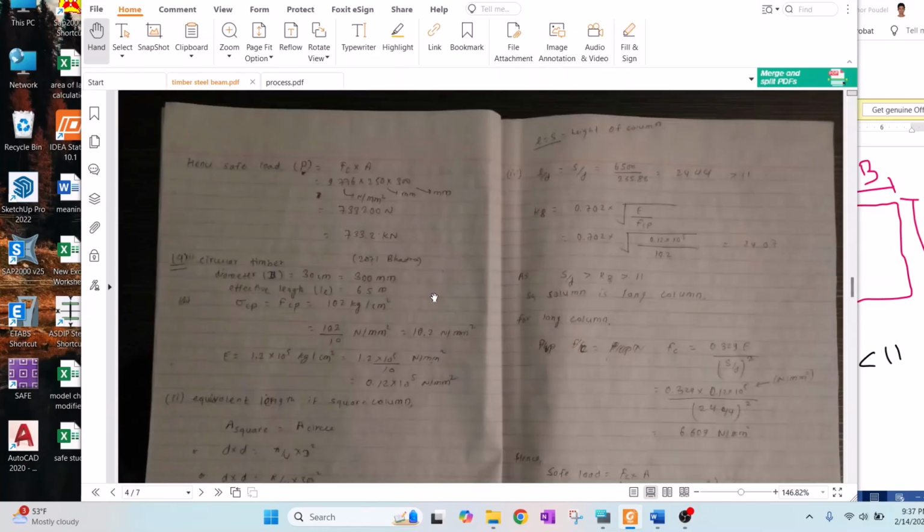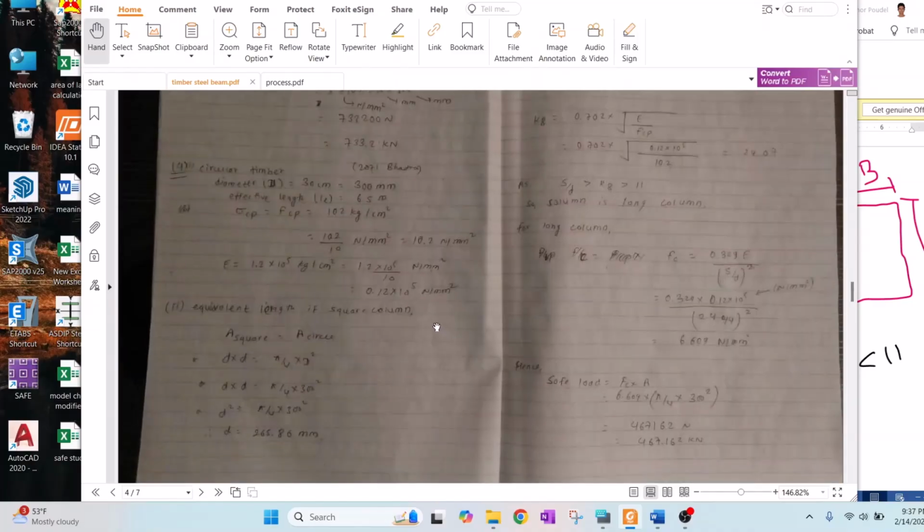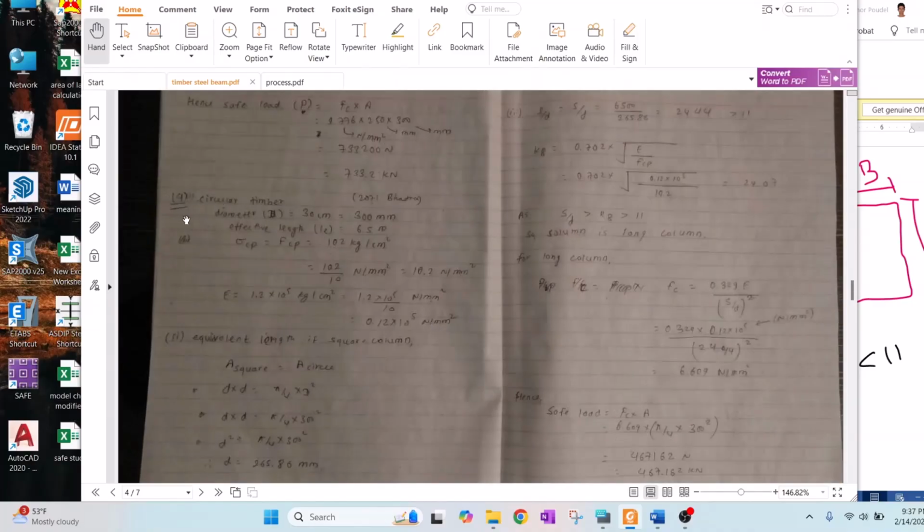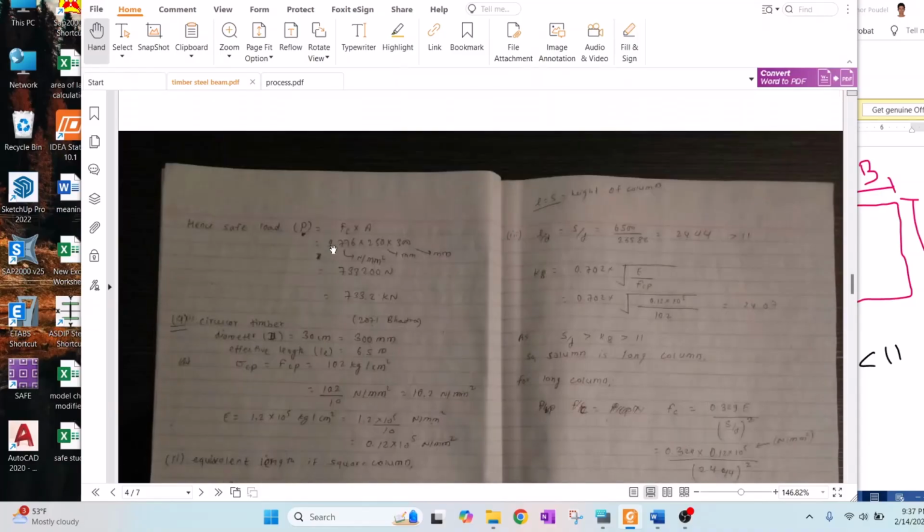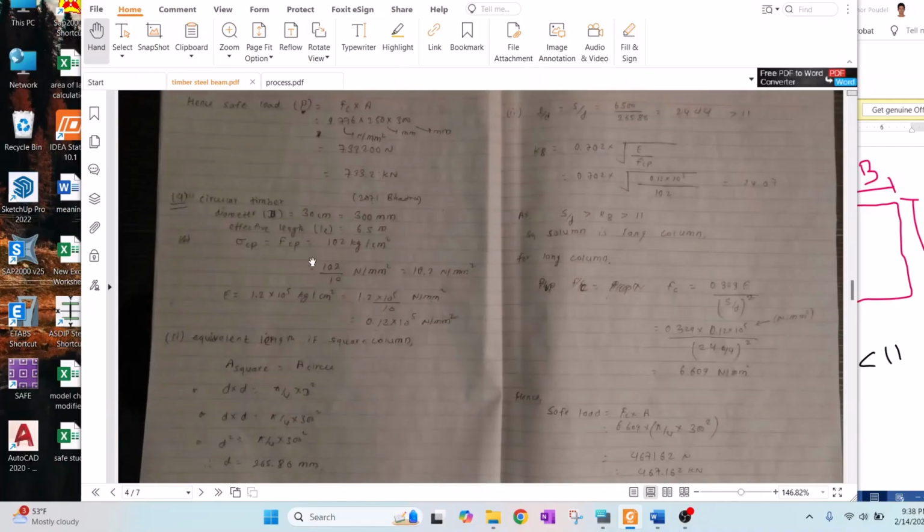And for a circular column, there is not much difference, just the way of calculating the required area is different. So look at here, the question is almost the same. The only difference is that previously the column was square or rectangular, but this one is circular in cross section. So the diameter of the circular column is 300 mm, and we have effective length, that is LE, is 6.5 meter, whereas sigma cp is 102 kg per cm square, and the modulus of elasticity of that wood is 1.2 multiplied by 10 power 5 kg per cm square.